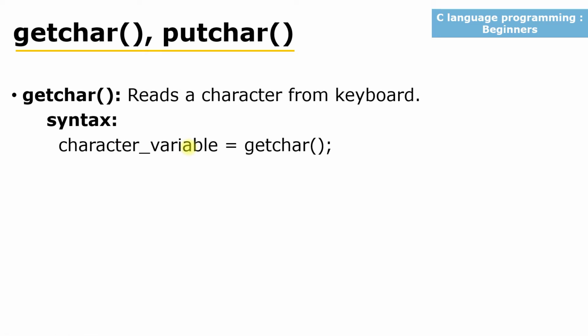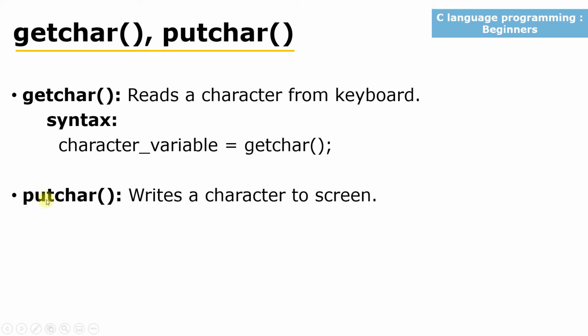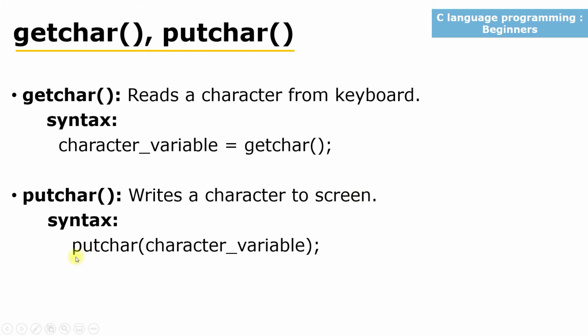Now let's see what is putchar. Put means display. What will it display? A character. Where will it display? Onto the standard output device, which is the monitor. We can also call it the screen. Now let's see the syntax for putchar. We write the character variable where we stored the character data, so that it will display the character data onto the screen by taking it from the character variable.